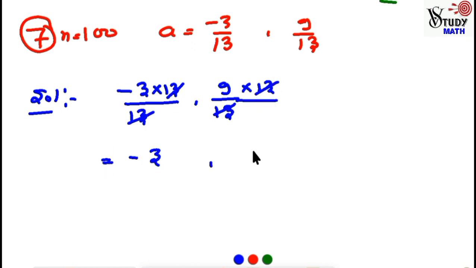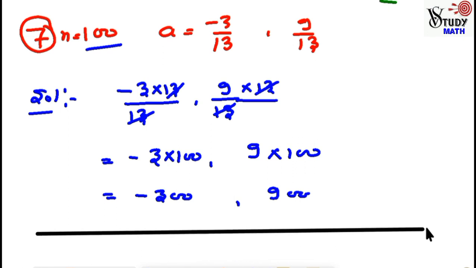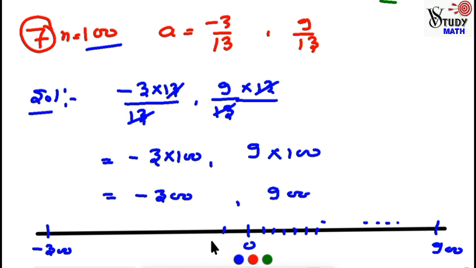Now we have to find 100 rational numbers. So I'm going to multiply here by 100 and I'm going to multiply here by 100. So you can see you have negative 300 and you have positive 900. On the number line you can see very clearly, if positive 900 lies here, 0 lies here and negative 300 lies here. So how many numbers should be there? Positive 1, positive 2, positive 3, positive 4, positive 5, positive 6 and so on up to positive 900. Negative 1, negative 2, negative 3, negative 4, up to negative 100. These are the numbers that lie between them. So you can write any 100 numbers between them and this is the answer of this question. I hope you understand this question very well.